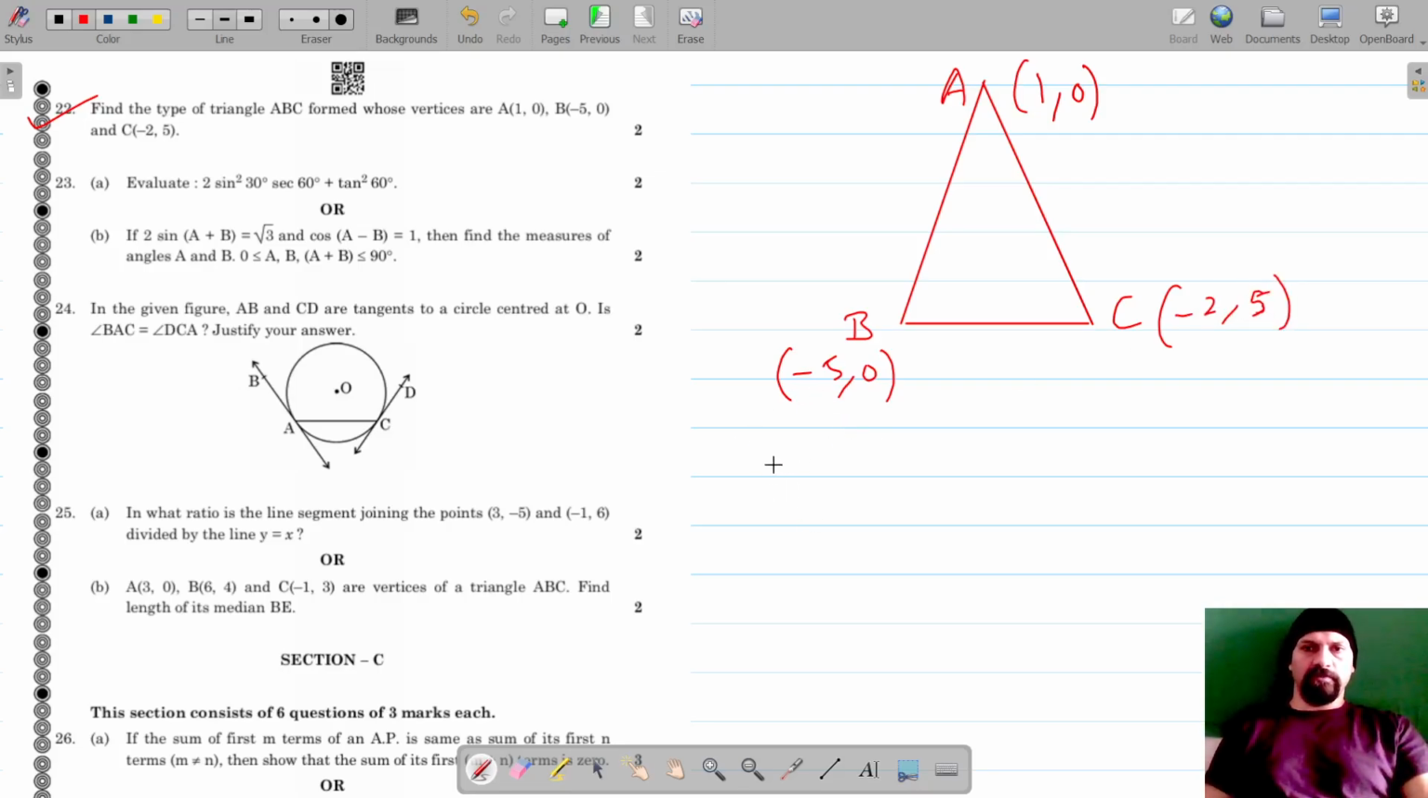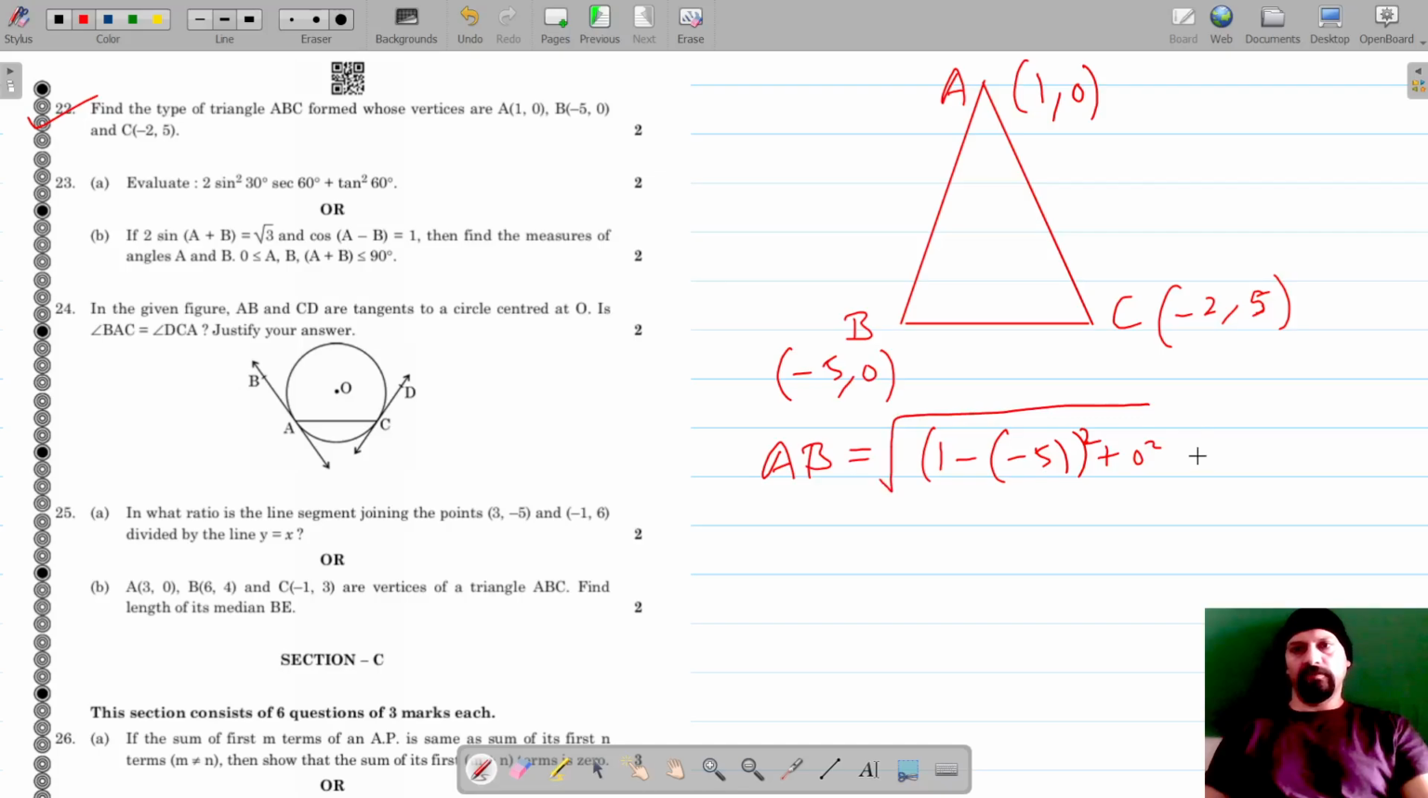Okay, we have to find the type of the triangle. So let's find out the length of the sides using the distance formula. So AB is 1 minus of minus 5 the whole square plus 0 square, so this is 1 minus of minus 5 is 6, 6 square is 36, so root of 36 is 6. So we have got AB using the distance formula, which is 6.